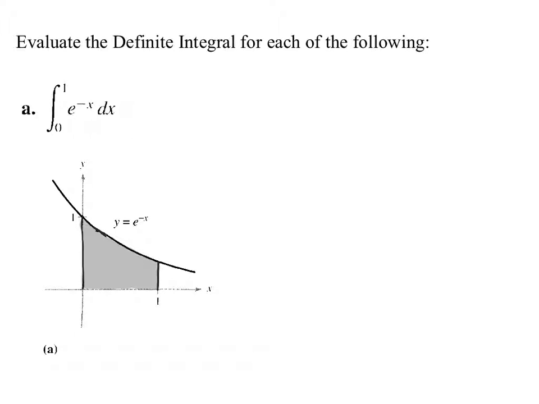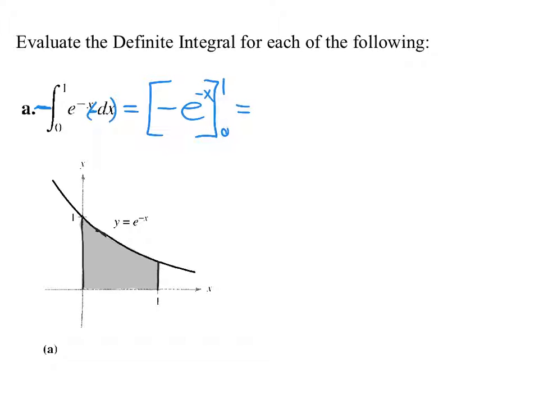Okay, so let's think about this. What is the integral of e to the negative x? Negative e to the negative x, right? The u is negative x, du is negative dx, so I just need a negative there, which means I need a negative out here to get my e to the u du. So I have negative e to the negative x. Now we've got to evaluate that from 0 to 1.